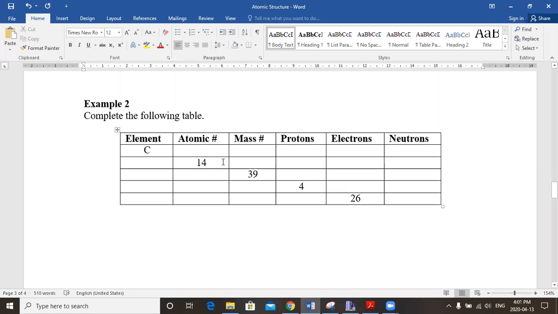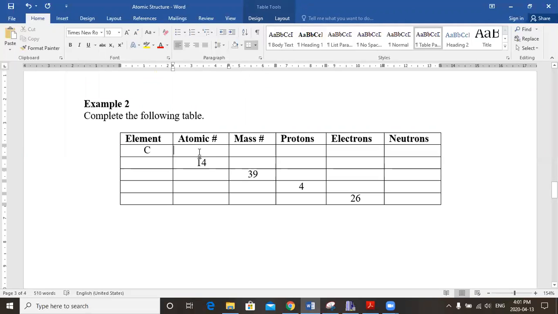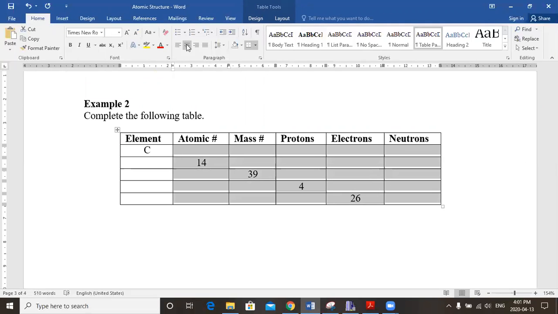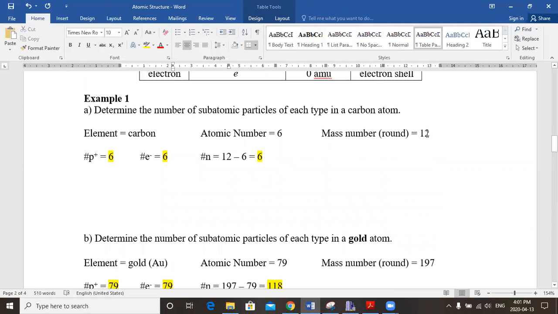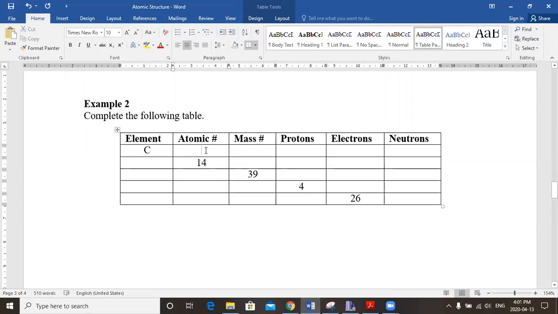So here, in this example, we can complete the following table. So we got some information and we're going to figure out the atomic number, the mass number, protons, electrons, and neutrons. So again, when we know the protons or the electrons, that's going to be the same as the atomic number. So that's important, but we'll go through this step by step. So we've already done carbon. We know that carbon's atomic number, we figured it out, was 6 and its mass number was 12. It had 6 protons, 6 electrons, and 6 neutrons.